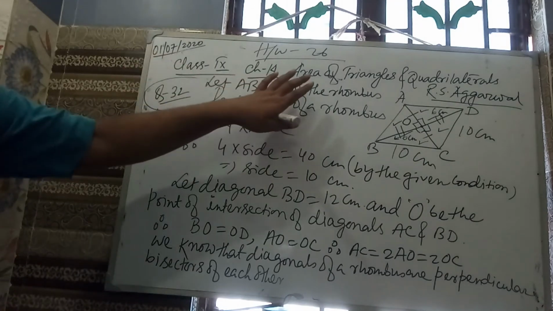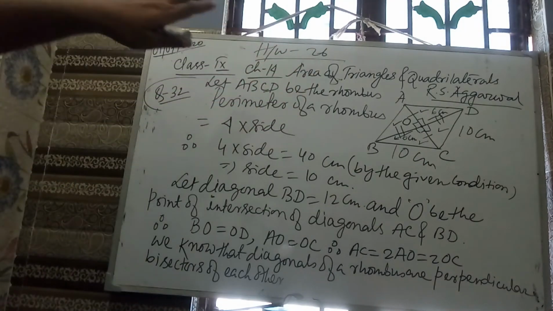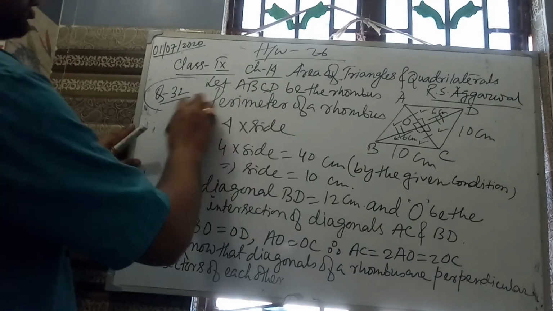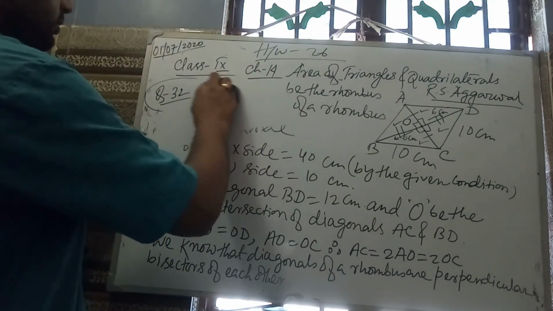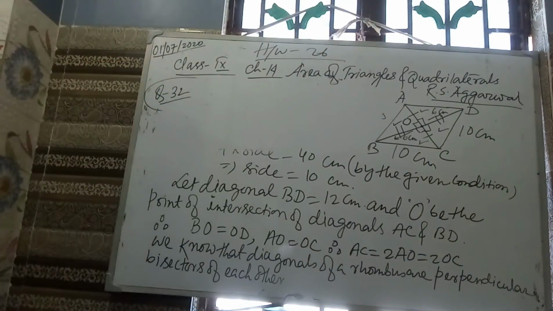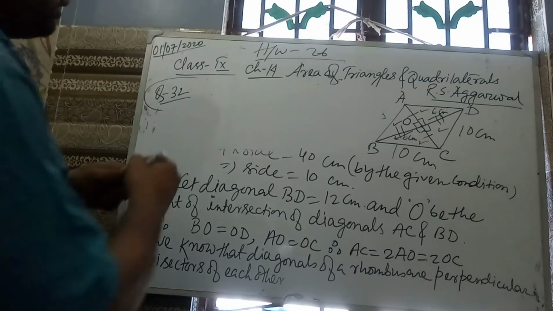May I wrap this portion? Anybody still writing? Okay, no. We know that diagonals of a rhombus are perpendicular bisectors of each other.